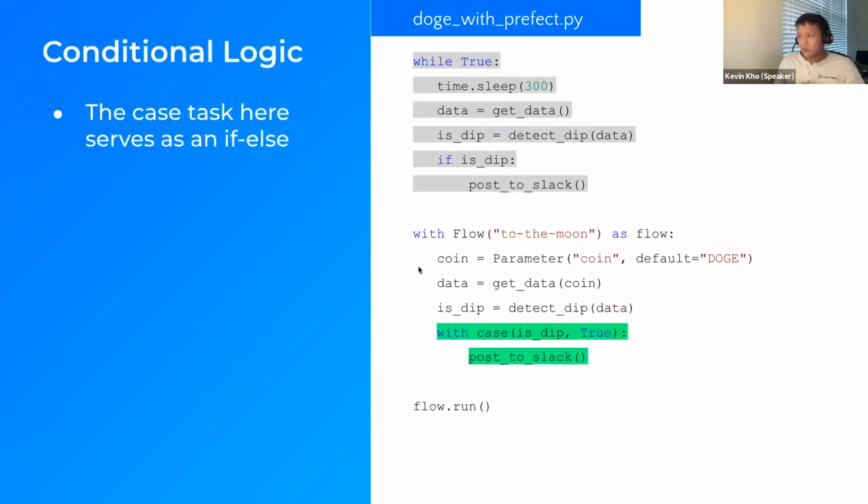So a while ago, we had this conditional logic. This red highlighted code above is our previous non-Prefect code. We did this: if there is a dip, post to Slack. In Prefect, we have our own if-else task called case. So with case, if dip is equal to true, then we'll just post to Slack.